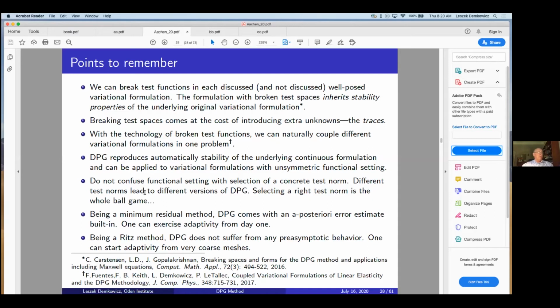A number of points to remember. This is more for specialists. We can break test functions in each discussed and not discussed well-posed variational formulation. The formulation with broken test functions inherits the stability properties of the underlying original variational formulation. This is the paper with Carsten and Jay. I consider that to be one of the most important papers I have contributed to. Very, very fundamental. Breaking test spaces comes at the cost of introducing extra unknowns, the trace.